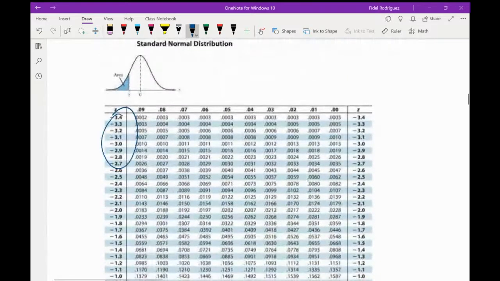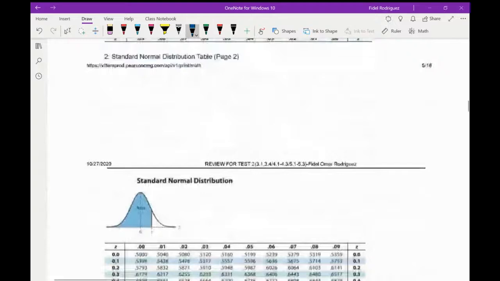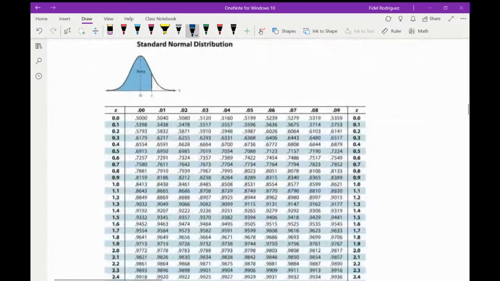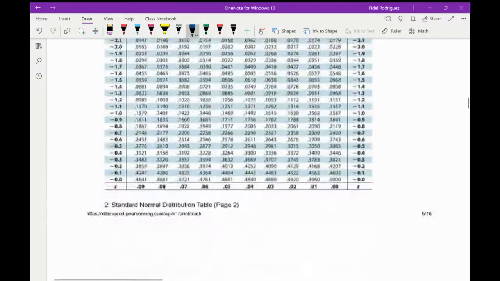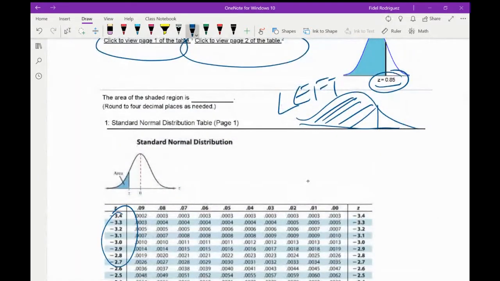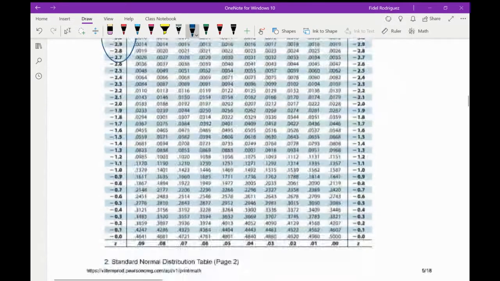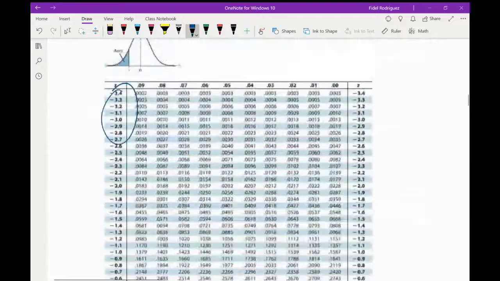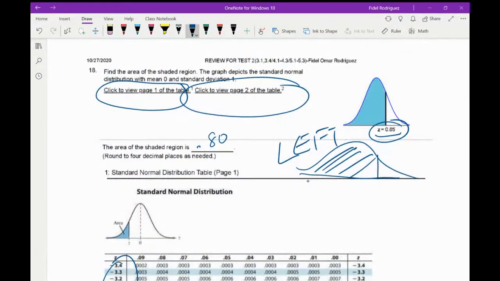We notice all these z-values here are negative. I want to get to where the z-values are positive. And we want 0.85. So here's 0.8, and here's 0.05. When I put those numbers together, this is where they meet. They meet at 0.8023. So my answer for this one is going to be 0.8023. Sorry, guys. That's how I would do it if I was using my table, right? Forward, you can see exactly how it's done.